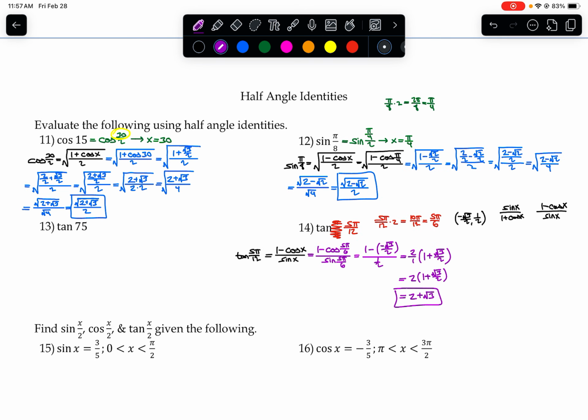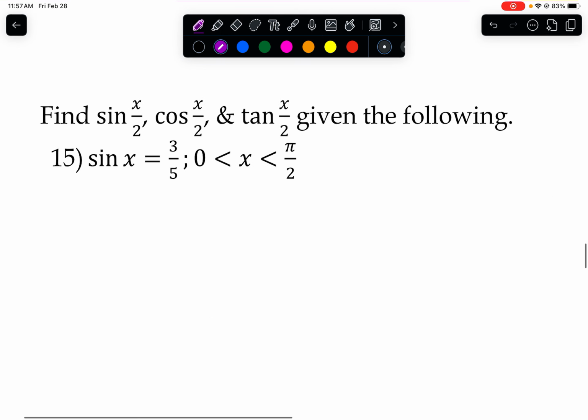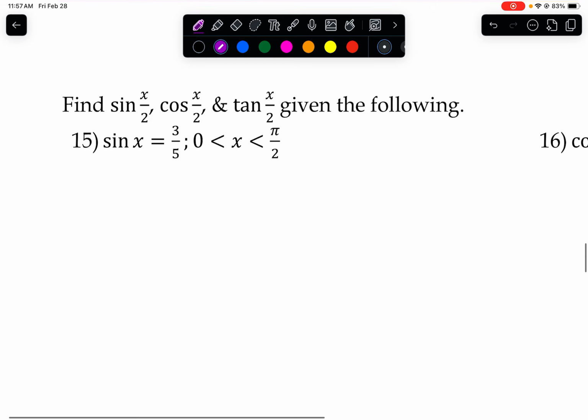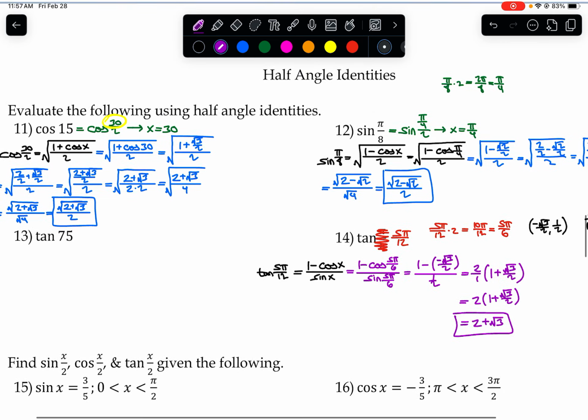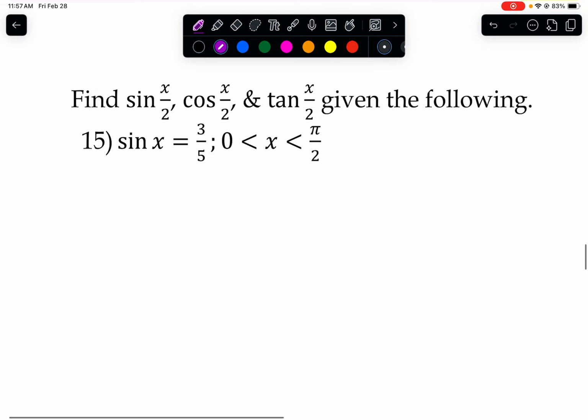So that was just evaluating given a specific degree. Now we're going to find all the half angle values given the following measurements. So up here we're working with some sort of angle. Now down here we're going to be working with measurements of a triangle.